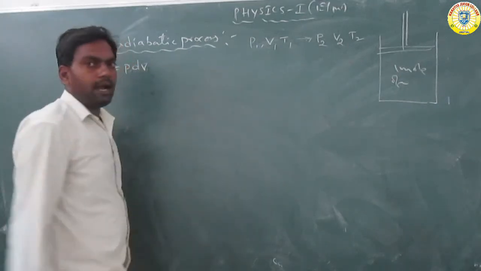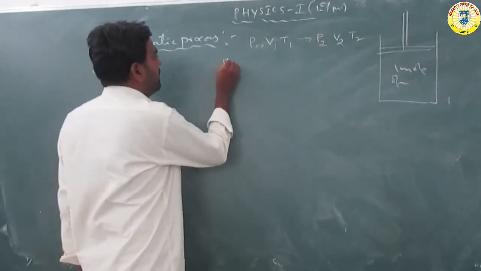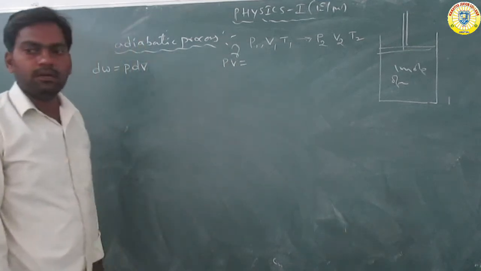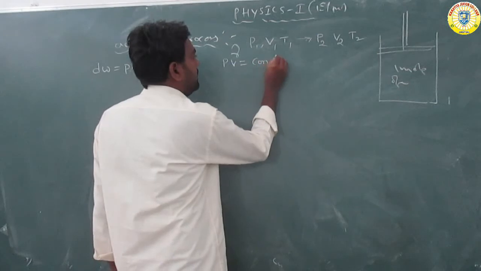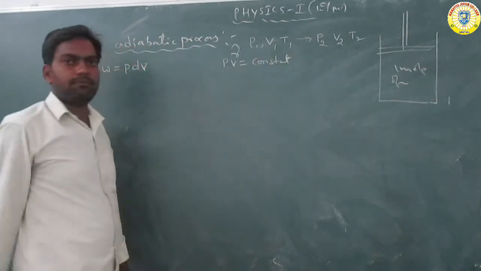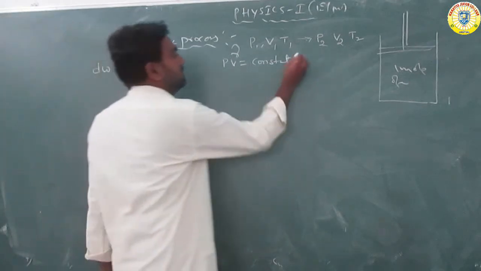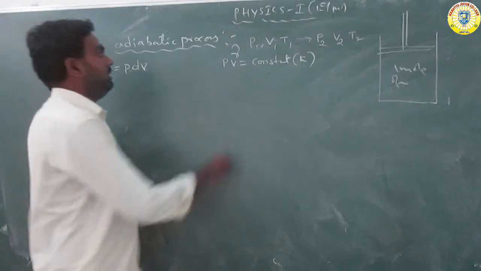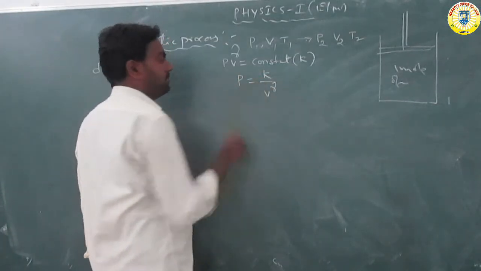But in the adiabatic process, PV to the power of gamma is equal to a constant, which we take as K. So here P is equal to K by V to the power of gamma.